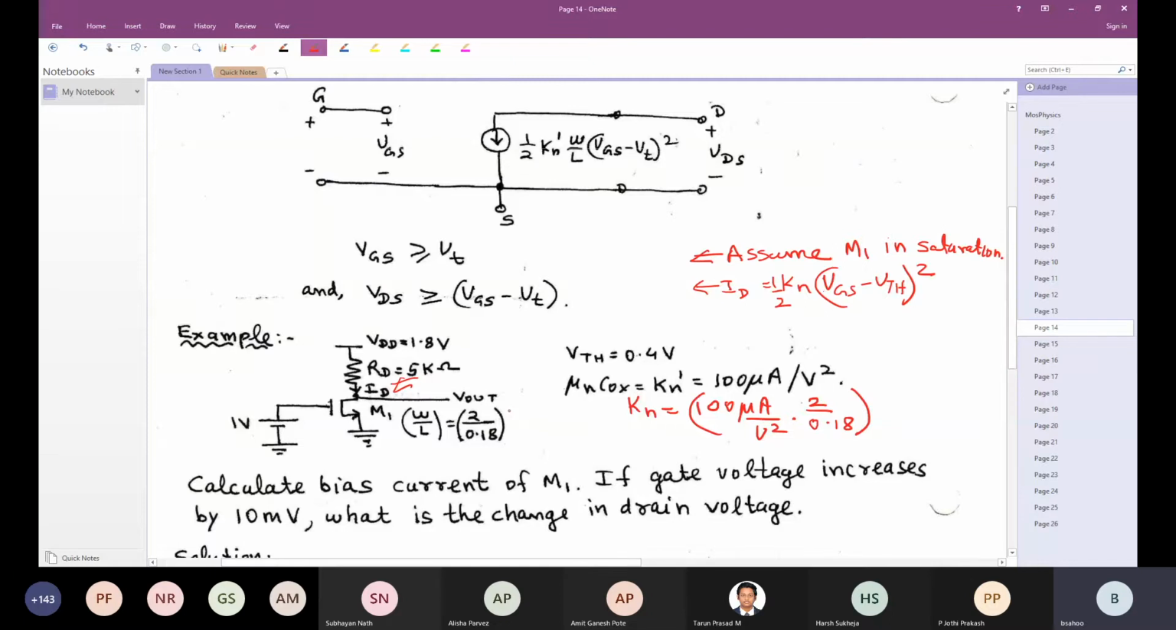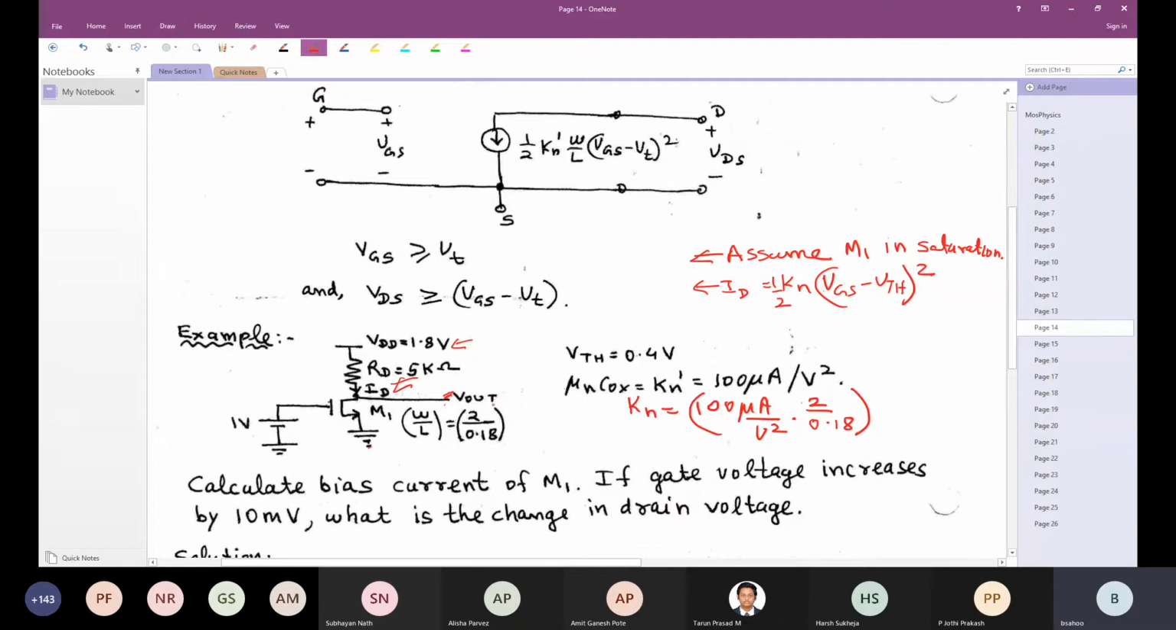One of the solutions will be a valid solution, and the other solution will be either greater than VDD or less than 0, because the voltage at this point cannot exceed 1.8 volt and cannot be below 0. So when you solve the quadratic equation, which is needed when you are solving the triode equation, you will get two solutions. One of the solutions will be the valid solution, and the other will be invalid, because it will be either greater than VDD or less than 0.